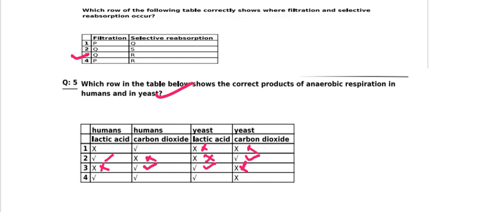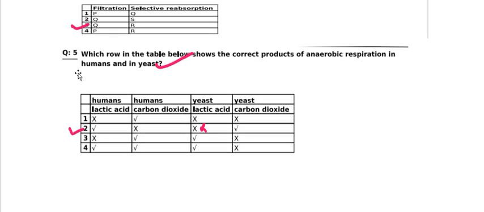I think that what would be the correct option for this question? Can you guess? I go with 2, right? In humans, lactic acid present, but carbon dioxide no. In yeast, lactic acid no, but carbon dioxide present, right? Which row in the table below shows the correct products of anaerobic respiration in humans and in yeast, right? Like this one, you can give the answer, you will choose the correct option.